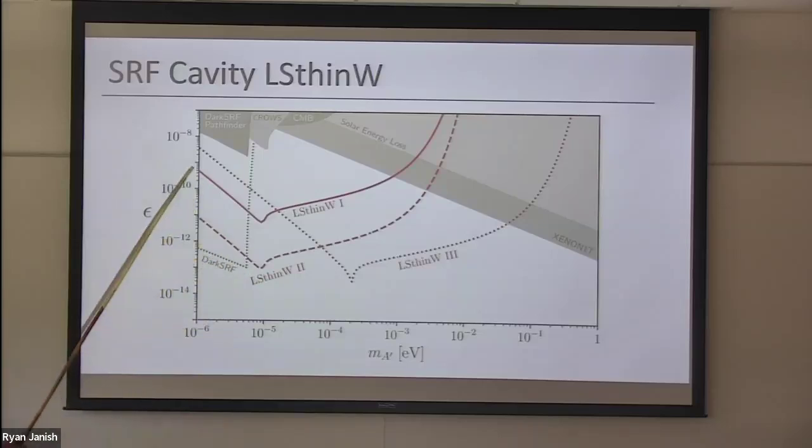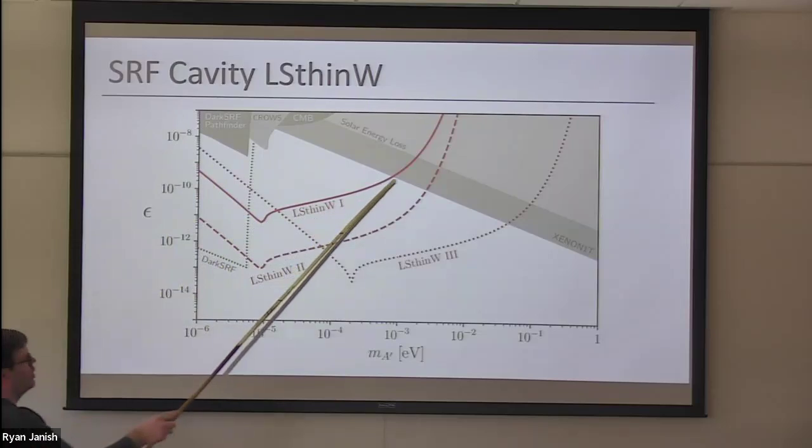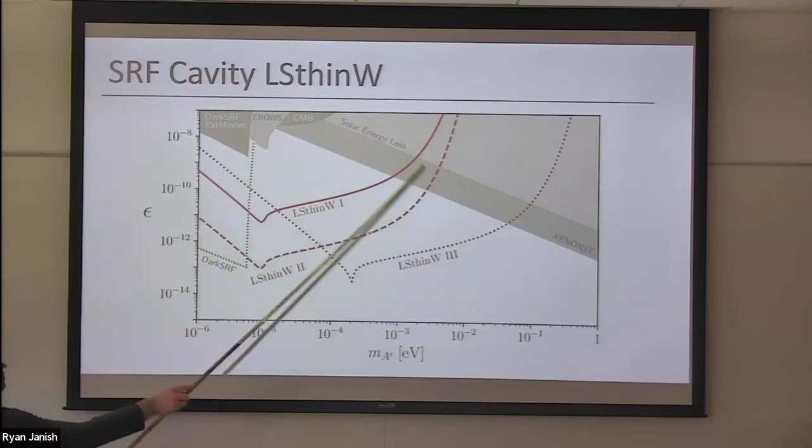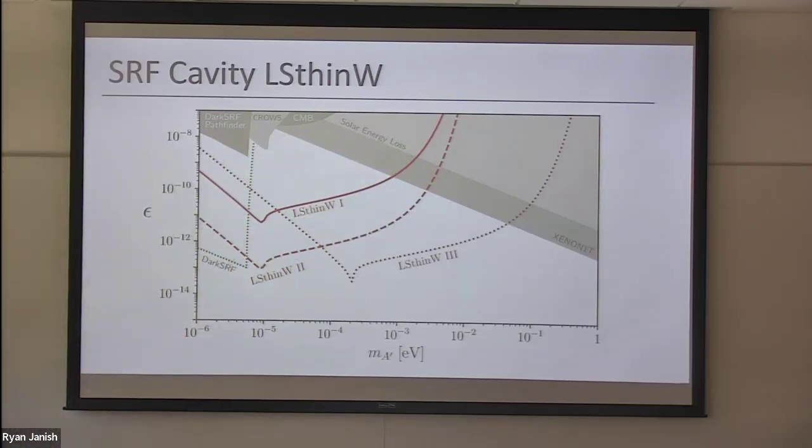So the current technology will allow us to reach this little bit of space here. This is that same plot I showed before, where this is the Dark SRF projection. These are the solar limits. I've just zoomed in on that triangle. If we take all of Dark SRF's improvements, we can consider adding those, and we can push all the way down here.